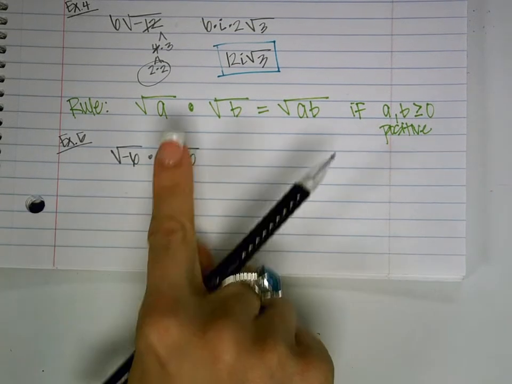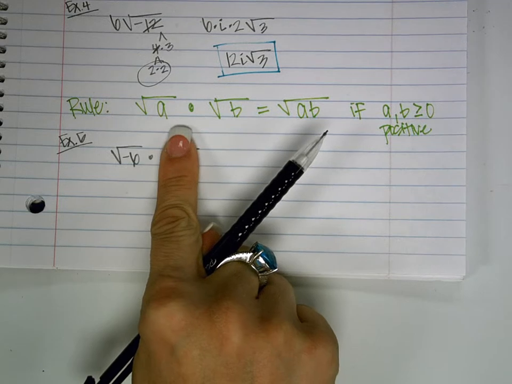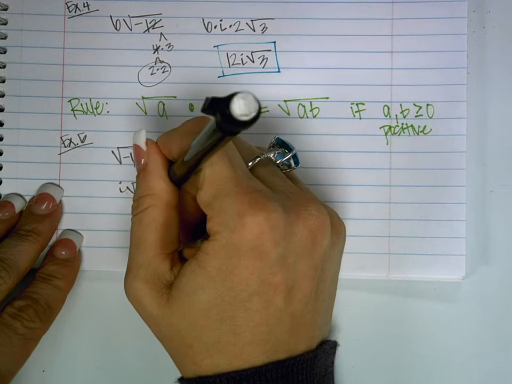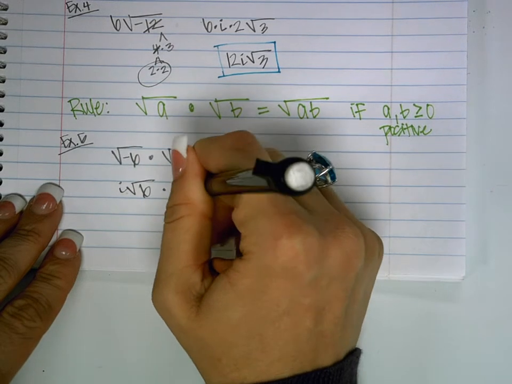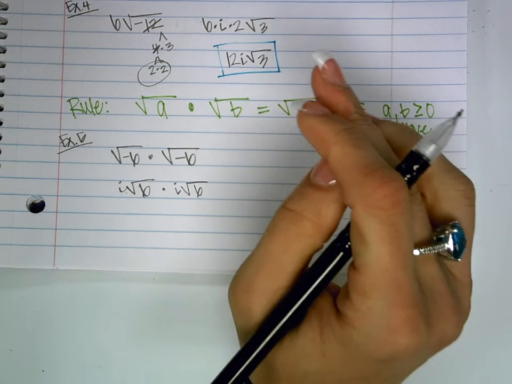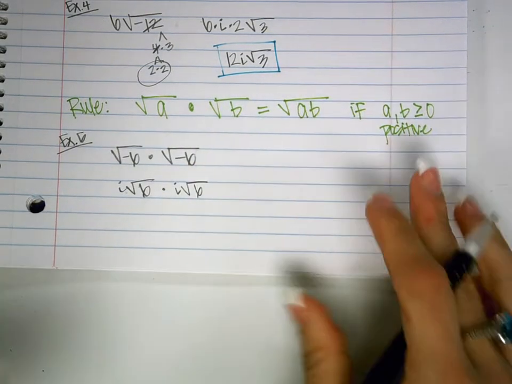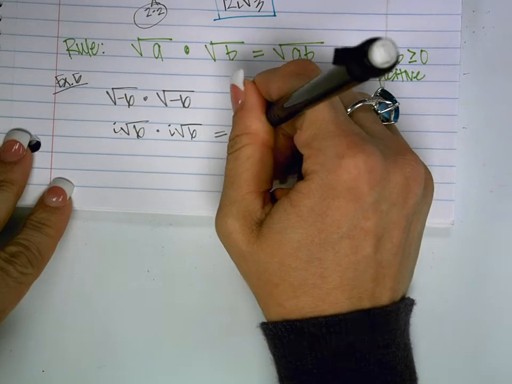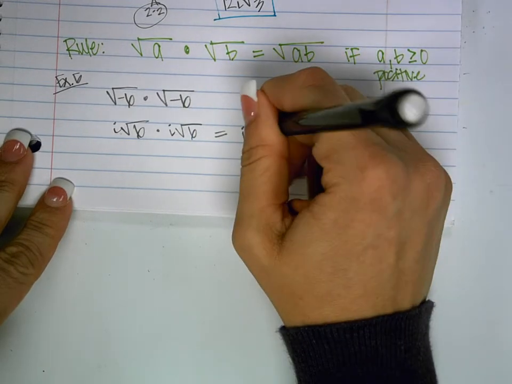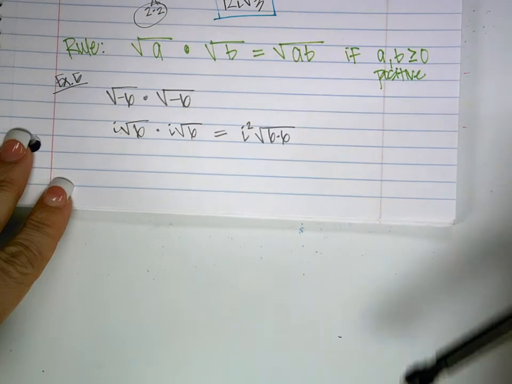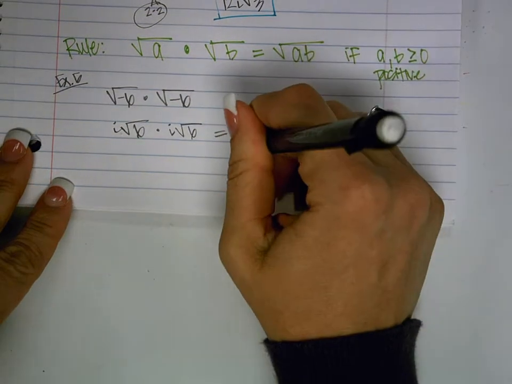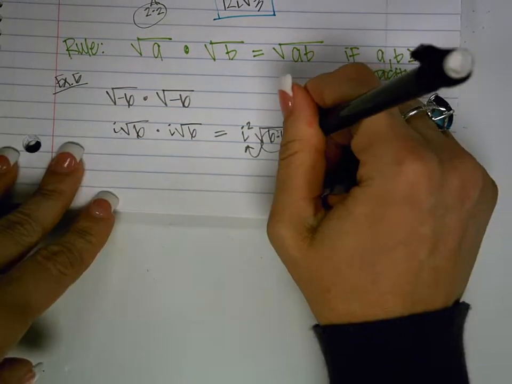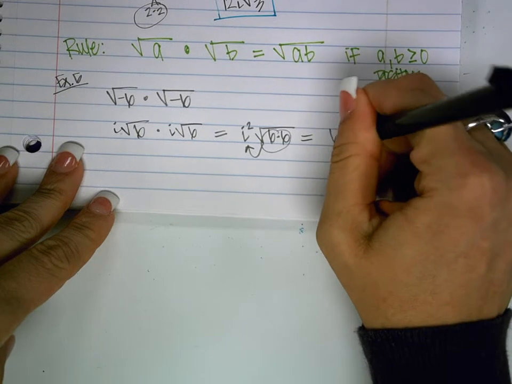If I just had you simplify root negative 6, what would you give me? i root 6. i root 6 times another i root 6. So you have to pull the i's out before you can multiply. Then if I multiply these together, I get i squared times root 6 times 6. That means I can take out a pair of 6's. Those get multiplied, and we get 6i squared.